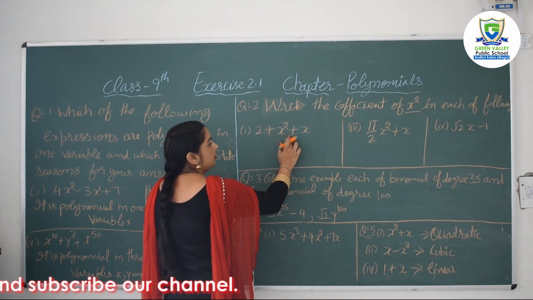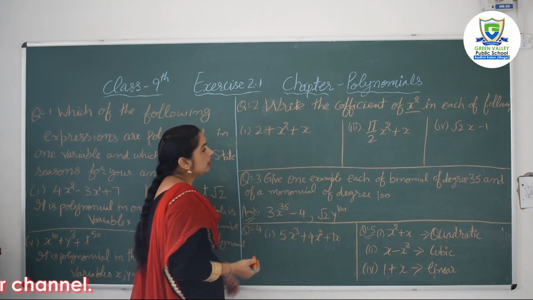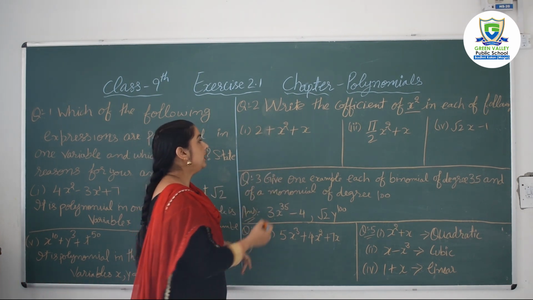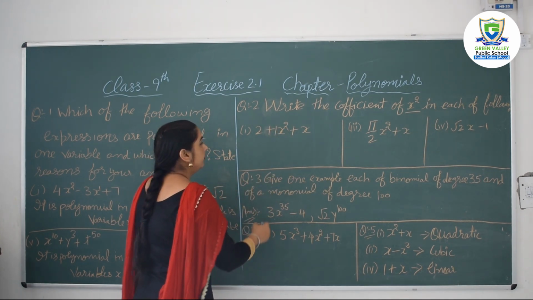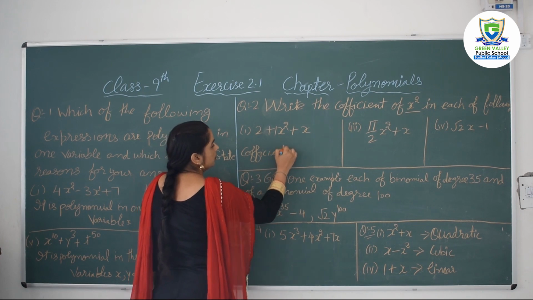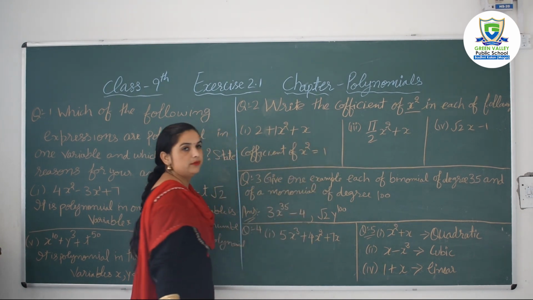So we will see the term x square. In this, if you can see here, nothing is with this. Nothing is there, means only 1 is here. So we'll write coefficient of x square is equal to 1.